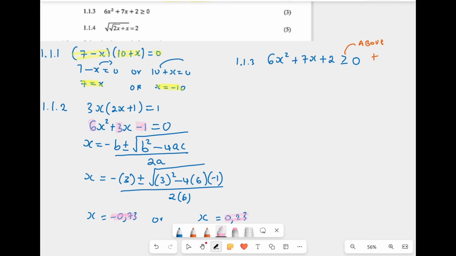Usually learners will struggle to factorize when the coefficient of x squared is not 1. So in this case, our coefficient of x squared is positive 6. So now what you can do, you can open two brackets here, okay? Let's have two brackets first. This is greater or equal to 0.